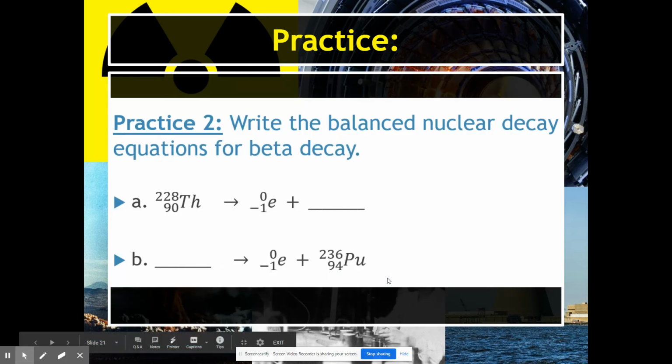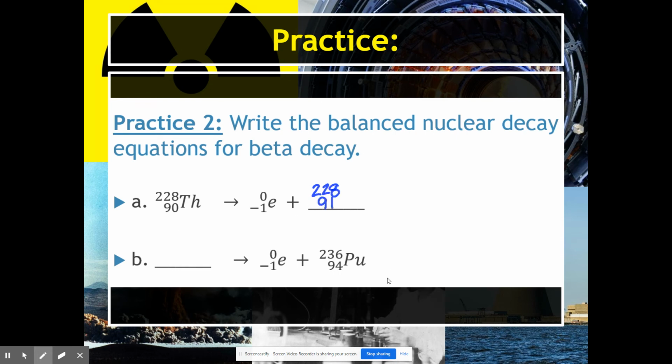Two more practices. You might want to pause the video right now, see if you can do them on your own. So we have thorium-228 going through beta decay. Nothing's going to happen to our mass number, so that's still going to be 228. But our atomic number is going to go up by 1. Element number 91 is protactinium, Pa.